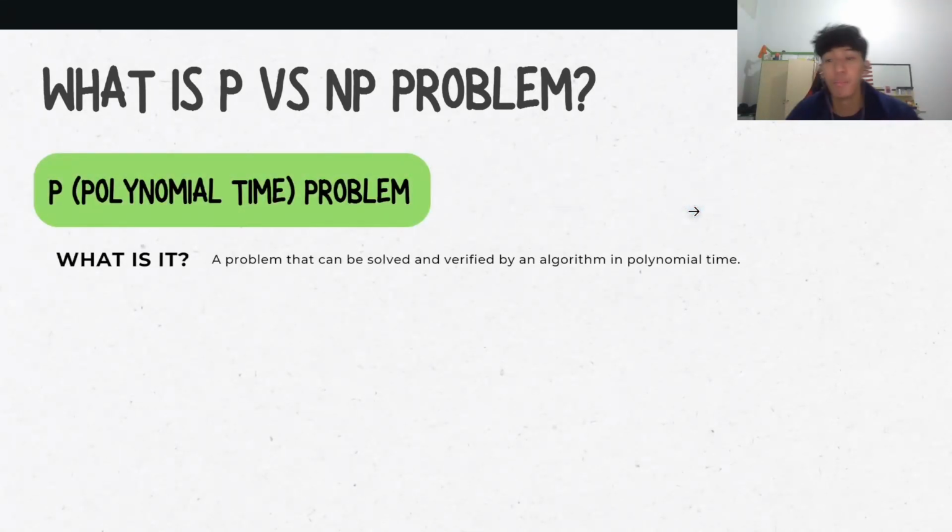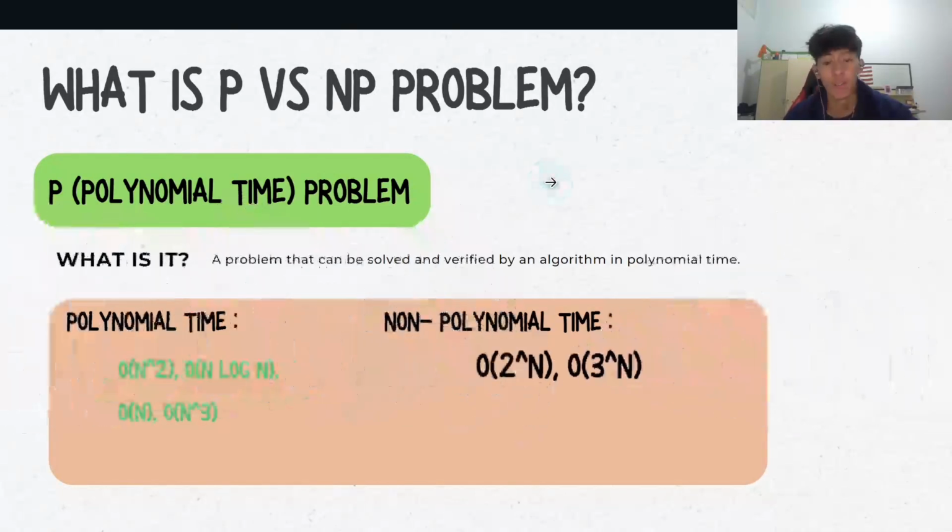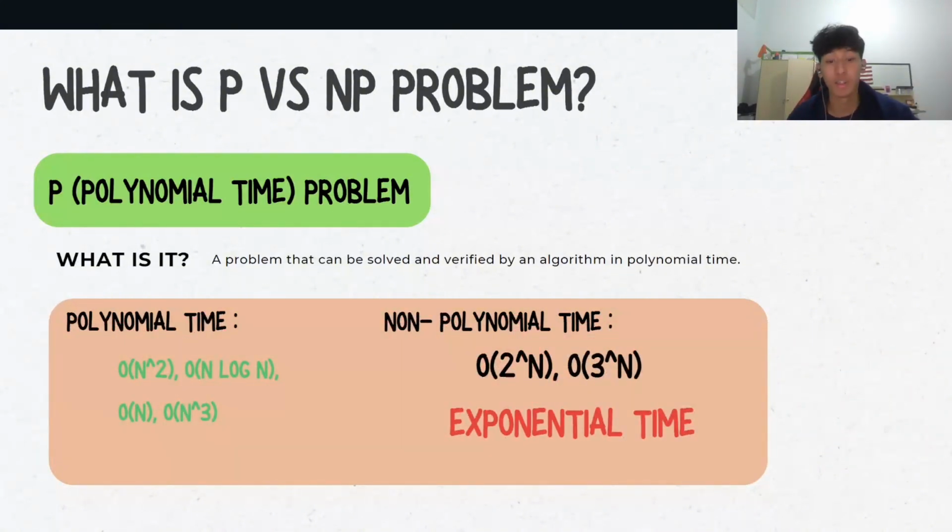First of all, P, or polynomial time problem. What is that? It is a problem that can be solved and verified by an algorithm in polynomial time. Polynomial time means the running time of the algorithm is a polynomial function of the input size. Let's take a look at examples of polynomial time. O(n^2), O(n log n), O(n), and O(n^3) are examples of polynomial time. For non-polynomial time, examples are O(2^n) and O(3^n). We usually call this exponential time.